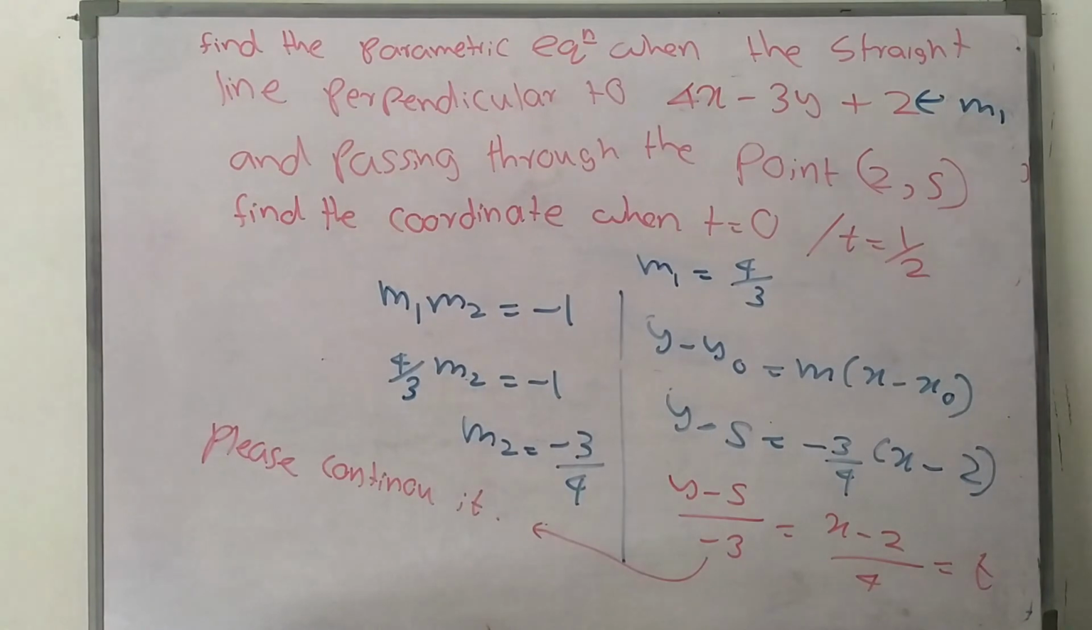Okay, so now you can continue, right? First find the parametric equation and substitute t equals 0 and t equals half.